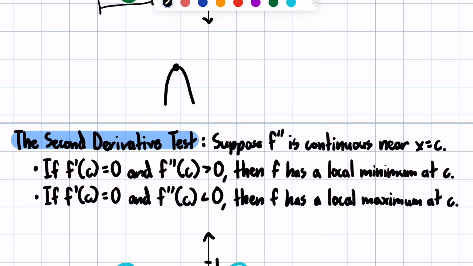The same goes for when the first derivative goes from decreasing to increasing. So it goes from negative to positive. So the original function goes from decreasing to increasing. We have a local minimum. And this looks like it's concave up.